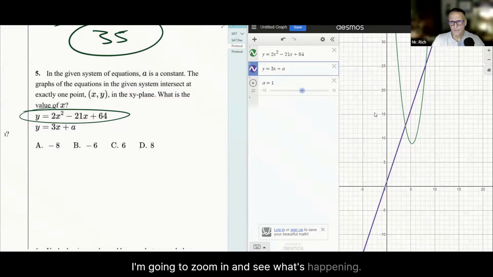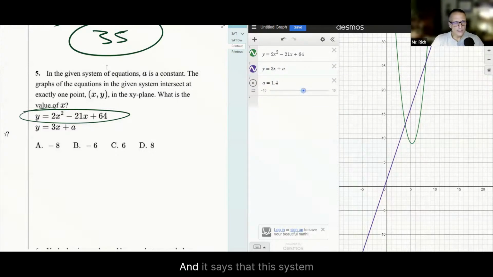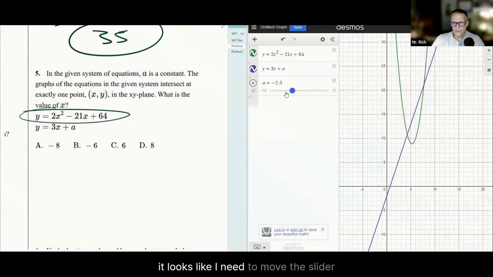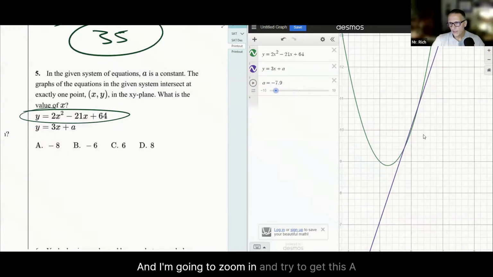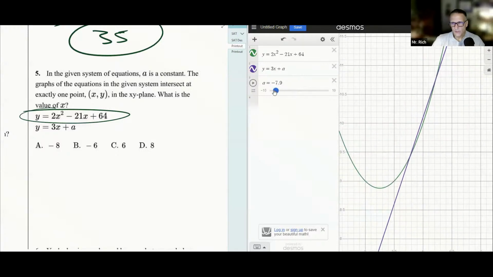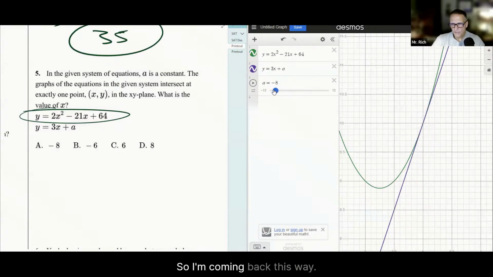I'm going to zoom in and see what's happening. This slider allows me to change the a value. And it says that this system is supposed to intersect at exactly 1 point. Right now, with a equals 1.4, it's intersecting at 2 points. As I slide this around, it looks like I need to move the slider down here. And I'm going to zoom in and try to get this a value so that it only hits at exactly 1 point. Now you can see as I move the slider, it has now moved too far. So I'm coming back this way. It looks like -8 is the value.